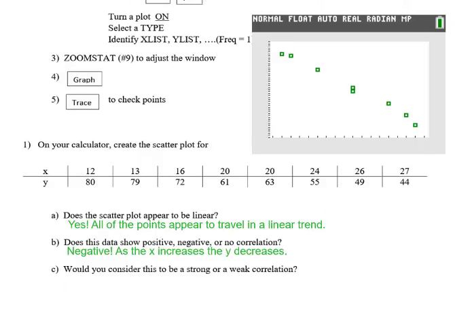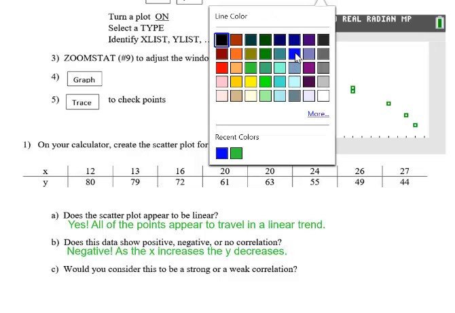Well, correlation deals with the line of best fit. So I'm going to draw a line of best fit.